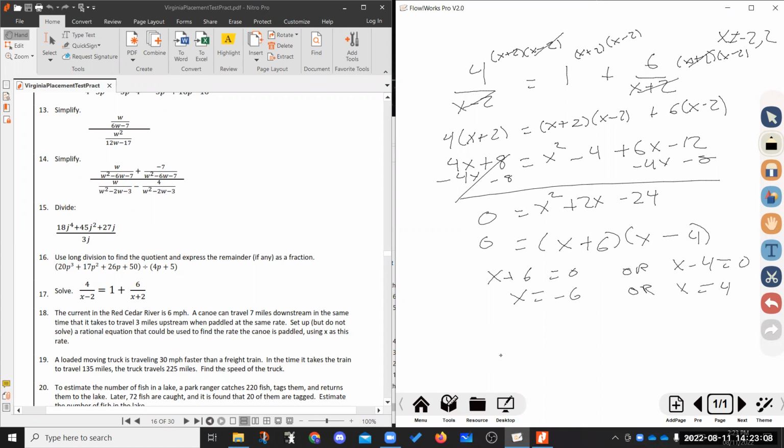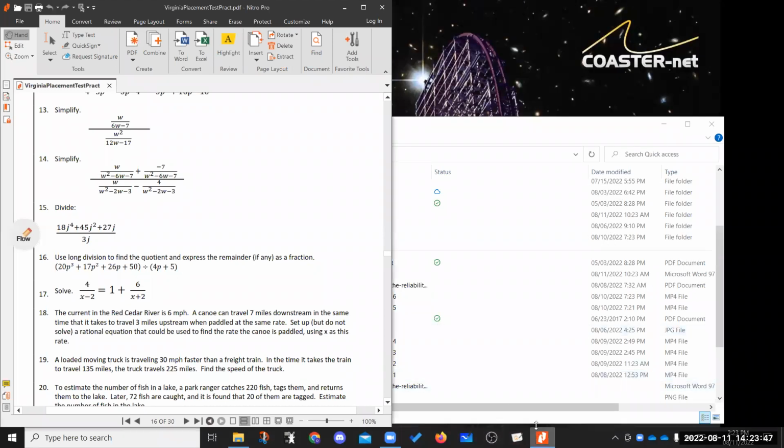That's something new with these rational equations, and when we get to MTE 8, the radical equations, is we should check our answers. So 4 over negative 6 minus 2 is 4 over negative 8. Is that equal to 1 plus 6 over negative 4? Let's see, it's negative 1/2. Is that equal to 2 over 2 minus 3 over 2? Negative 1/2 is equal to negative 1/2. So we're in good shape there.